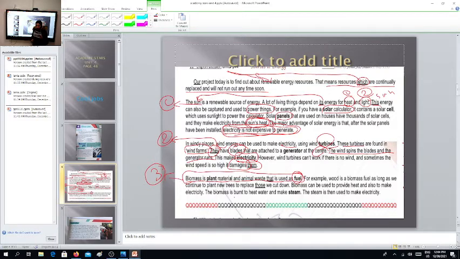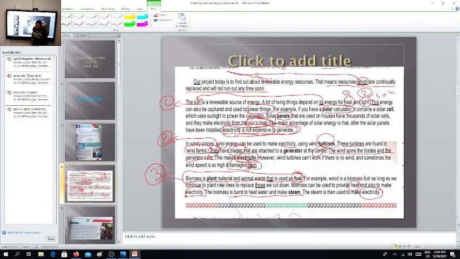Biomass can be used to provide heat and also to make electricity. So it is not only used as a fuel, but it can provide heat and electricity. The biomass is burnt to heat water and make steam. This steam is then used to make electricity. So this is how we use the biomass to make electricity. Now when this steam rises, it generates electricity.